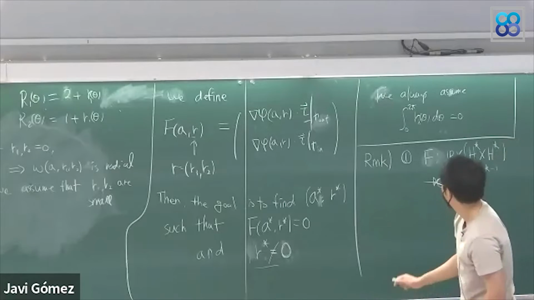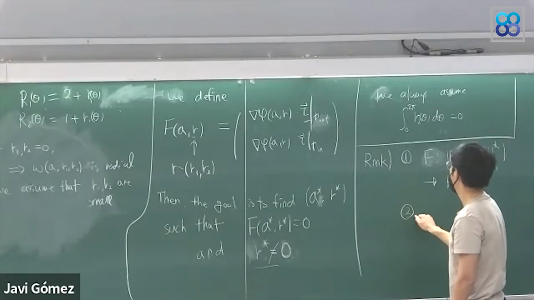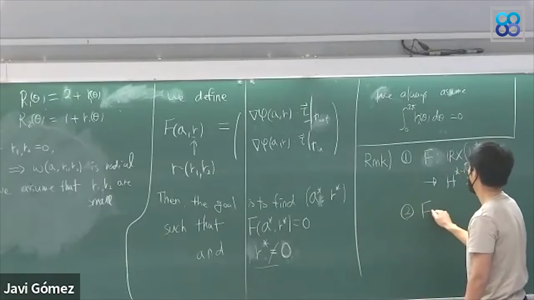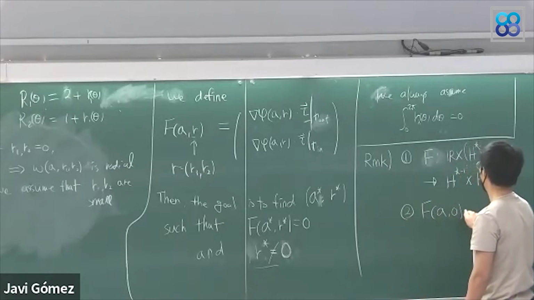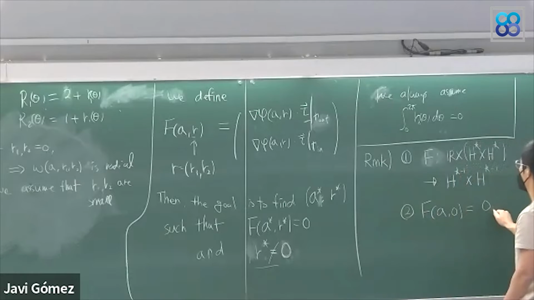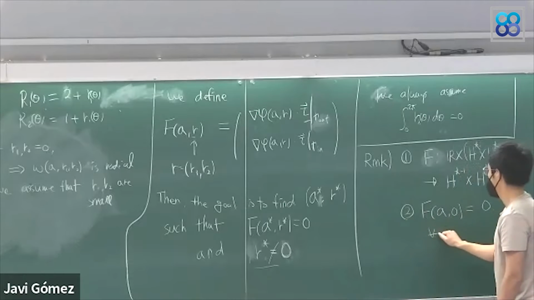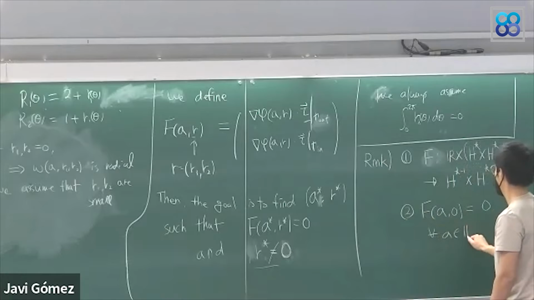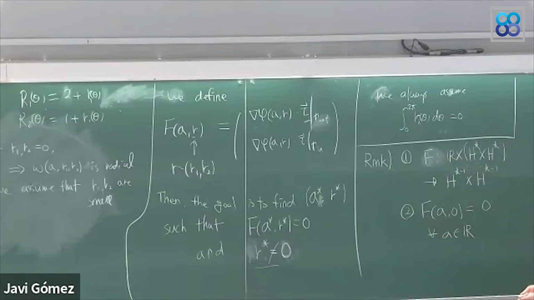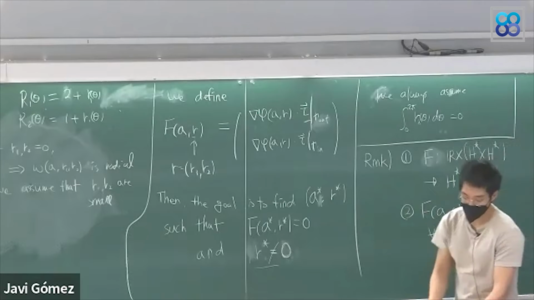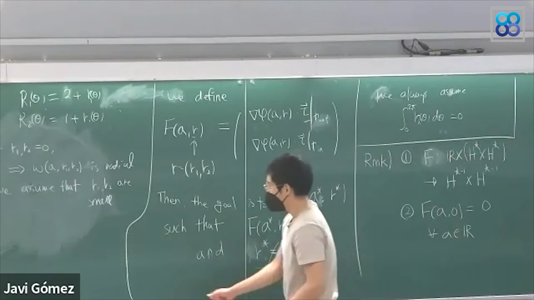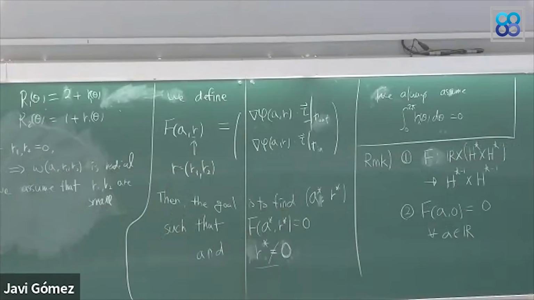Another observation is that f of (A, 0) is a trivial solution for any A, because if R is 0, then we get the radial vortices. So far, the functional setting looks very similar to the rotating vortex setting that we went through last time with Claudia.